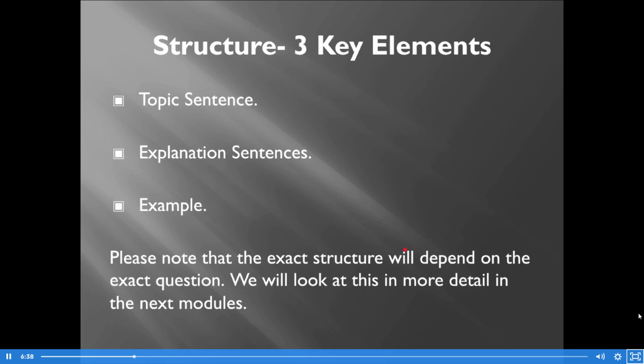So don't worry about what do I do for an opinion question, what do I do for an advantage and disadvantage, what do I do this and that. Let's just focus on how to write these things first, and then in the following modules we will look at how to structure these paragraphs in more detail depending on the question.